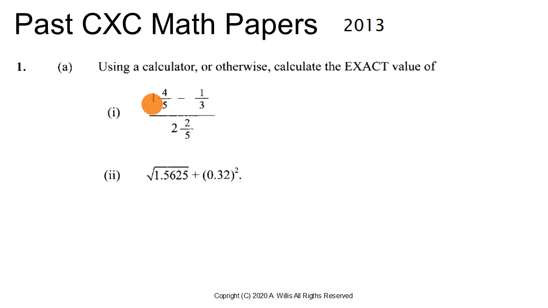This here is a mixed number. 1 and 4/5 is a mixed number. This is a fraction. This is a mixed number, 2 and 2/5. Your ability to manipulate fractions is important. And this question carries 1 mark.